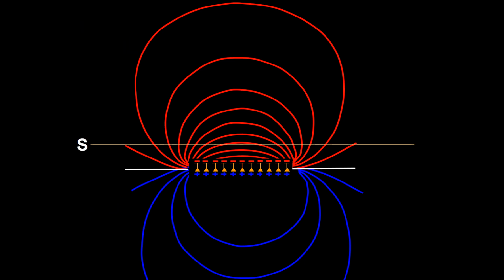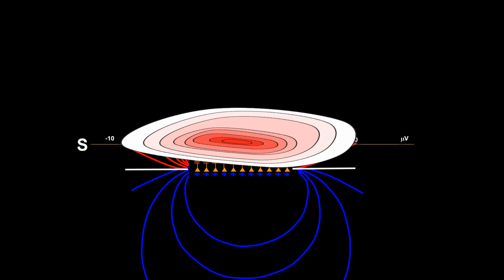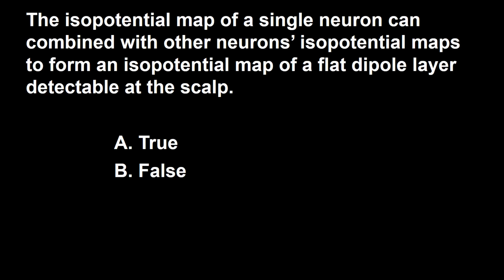Now I have added a line labeled S to represent the boundary zone, in this case the scalp, and added arbitrary numbers in microvolts to each negative isopotential line crossing the scalp, which will allow us to draw an isopotential map by tracing the isopotential lines at the level of the scalp. The amount of cerebral cortex needed to produce a wave that can be recorded during regular EEG has been said to be 6 square centimeters. So the answer to this question is true.